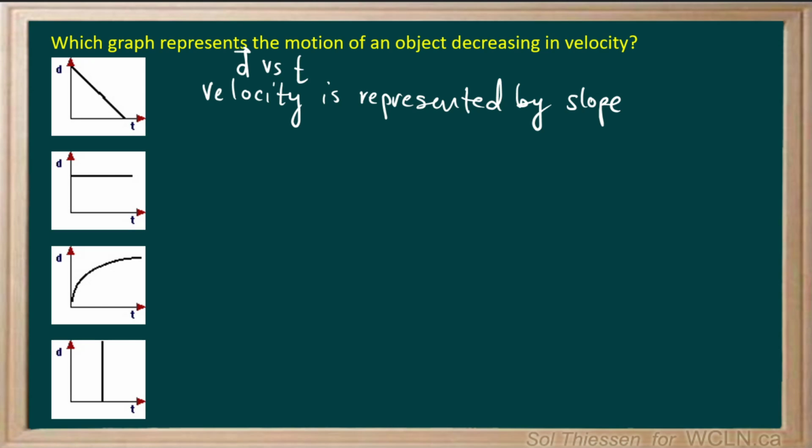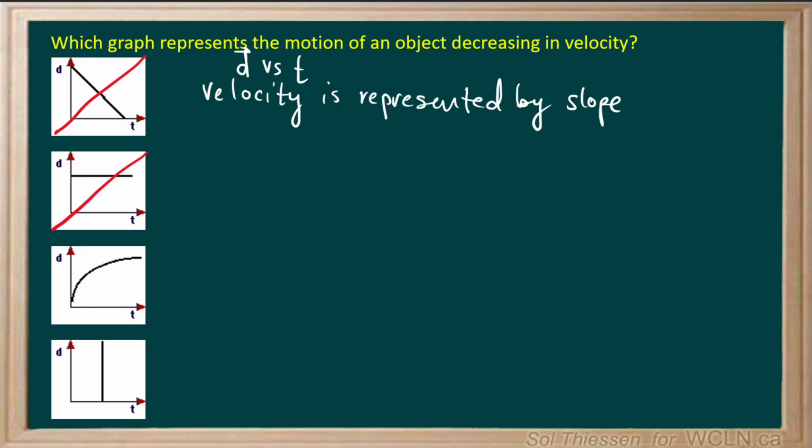So in our first example here, the slope is constant, meaning that the velocity is also constant. It's a constant negative velocity. So the velocity is not decreasing, it is in fact constant and negative, so this is not the correct choice. This next option shows, again, a line with constant slope, and that slope is 0, meaning that whatever object is being represented in this graph is at rest, so the velocity is not decreasing. So this is also not the right choice.